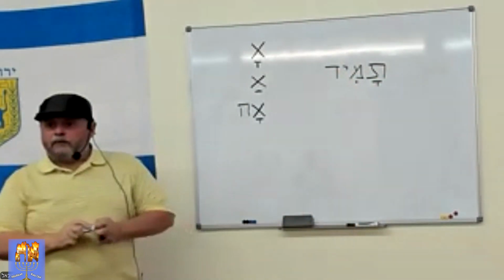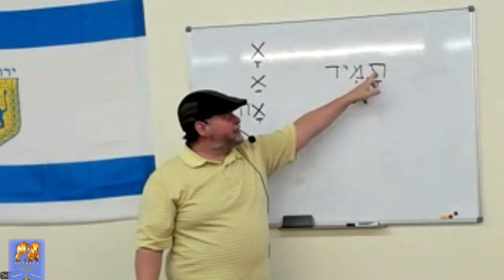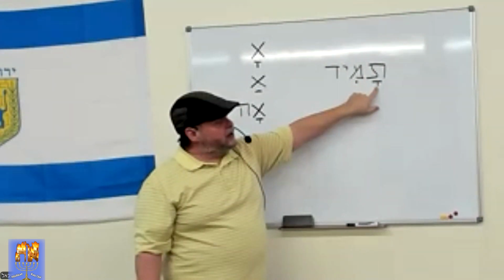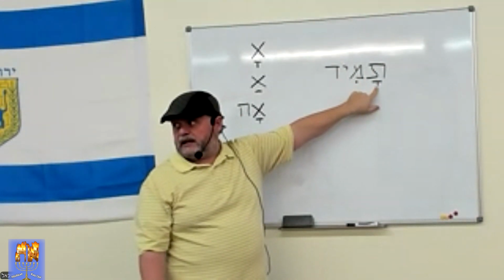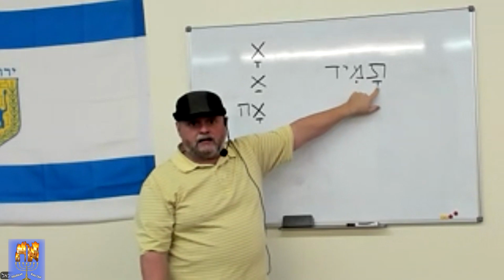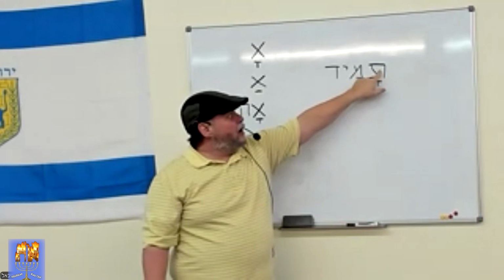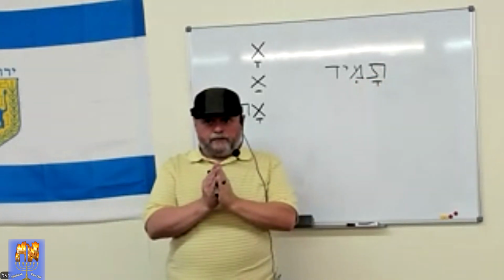All right. So here we have the letter Tav. So this makes a T sound. Okay? And it's pointed with a kamatz here. So what vowel sound should we have in this place? Ah, right? So t, ah. So that's our vowel, our consonant, and our vowel. Ta. That is one syllable.